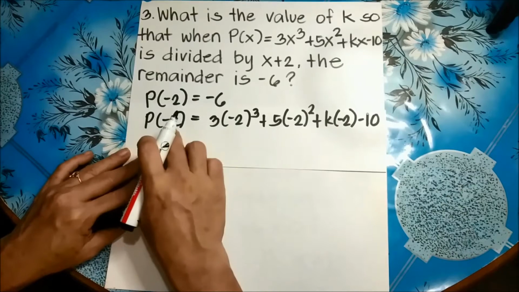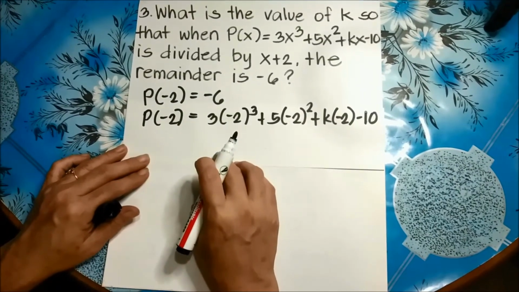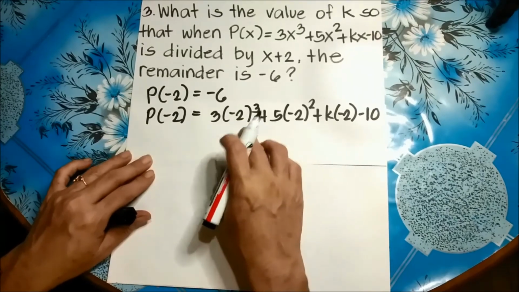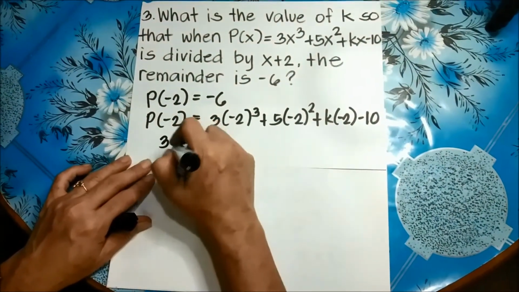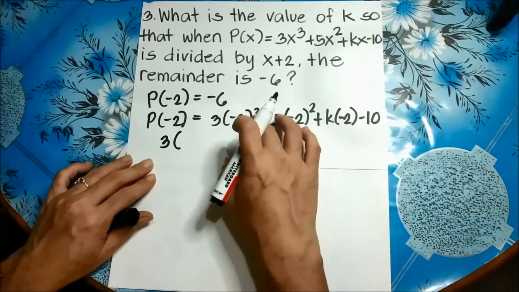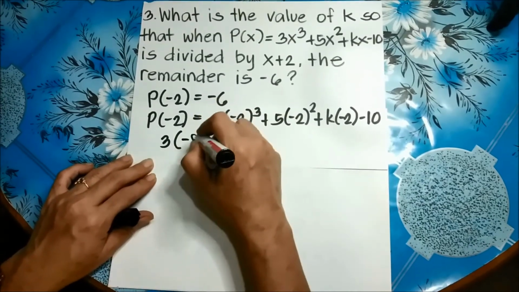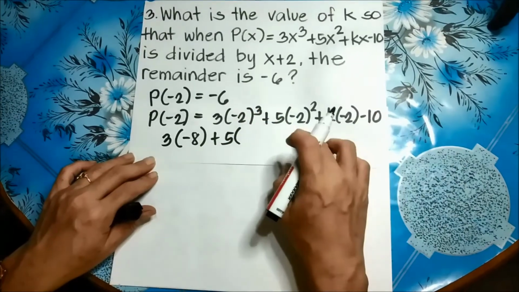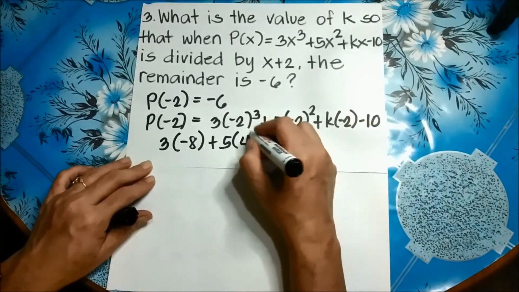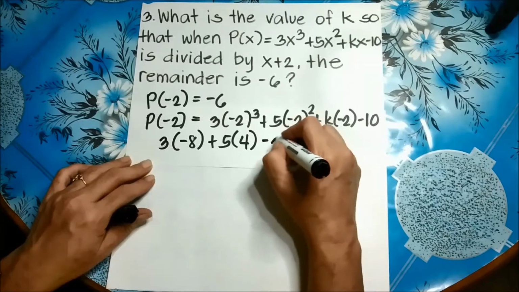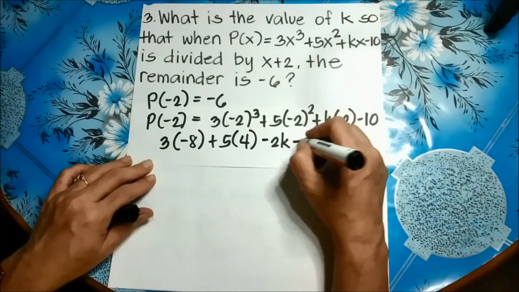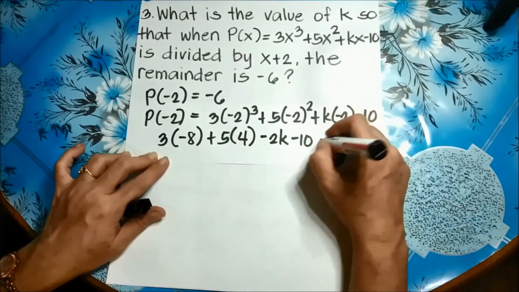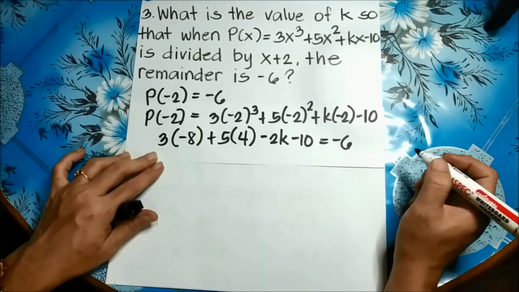But what is p of negative 2? It is negative 6. So, solving for it, we have 3 times negative 2 cubed, which is negative 8, plus 5 times negative 2 squared, which is 4, minus 2k minus 10. Again, it is equal to negative 6.